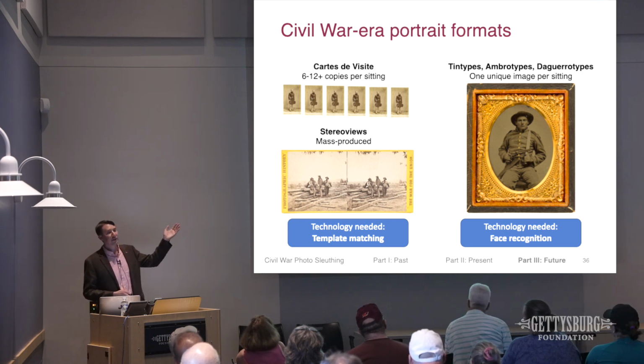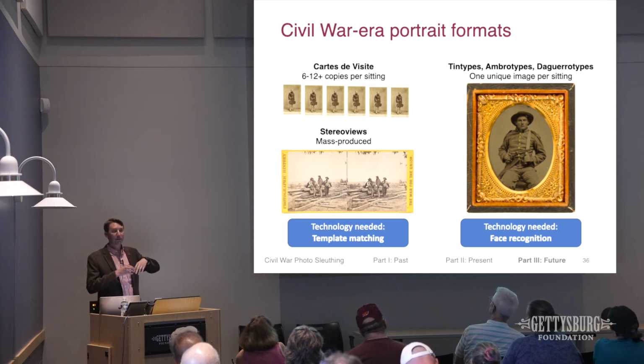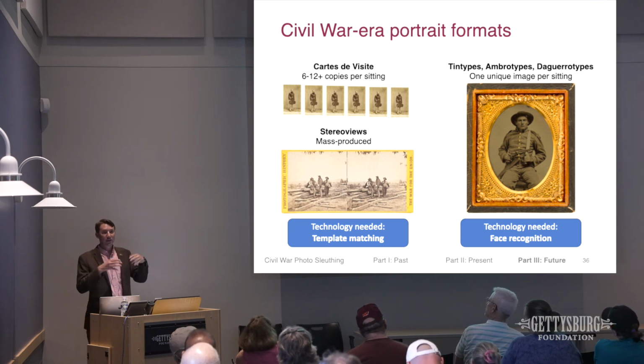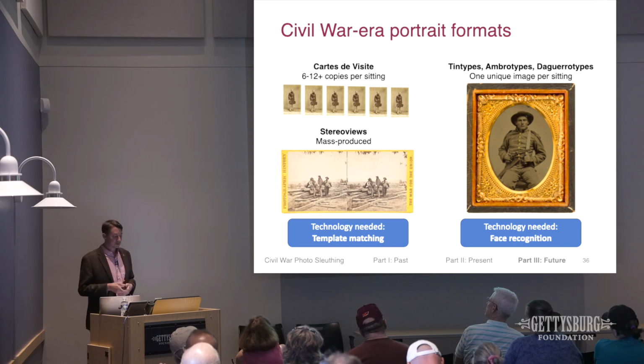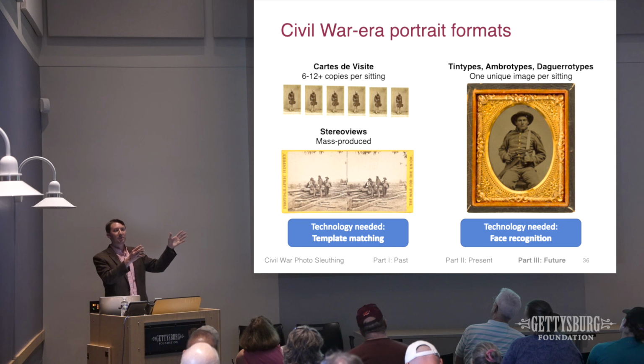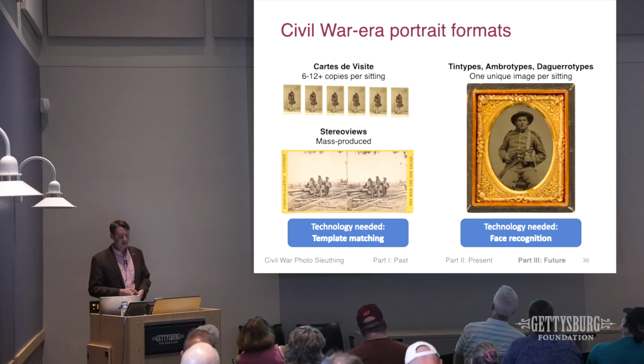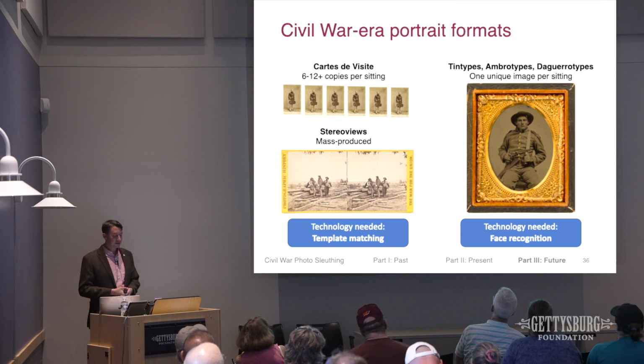So if we're ever trying to identify one of these, the odds are pretty good that we will be able to find an exact match in some reference database somewhere else. So we need a technology called template matching that's just looking for an exact match. Show me the exact same photo, but maybe show me in a museum where they know the name and they know all about it. Then we have hard images, tintypes, ambrotypes, daguerreotypes.